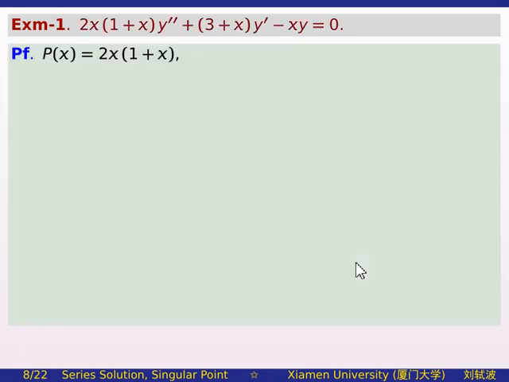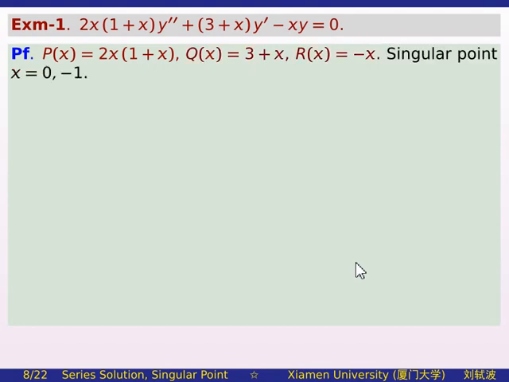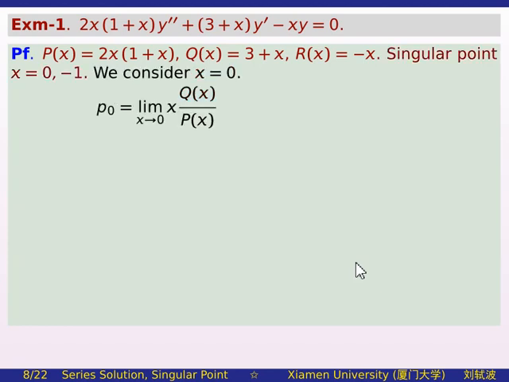The capital P is the coefficient of y double prime, which is 2x(1 + x). So q(x) is 3 + x and r(x) is minus x. Then we see that a singular point is a point where the coefficient of y double prime is 0. So the singular points are x equal to 0 and minus 1. We consider first the singular point x equal to 0.